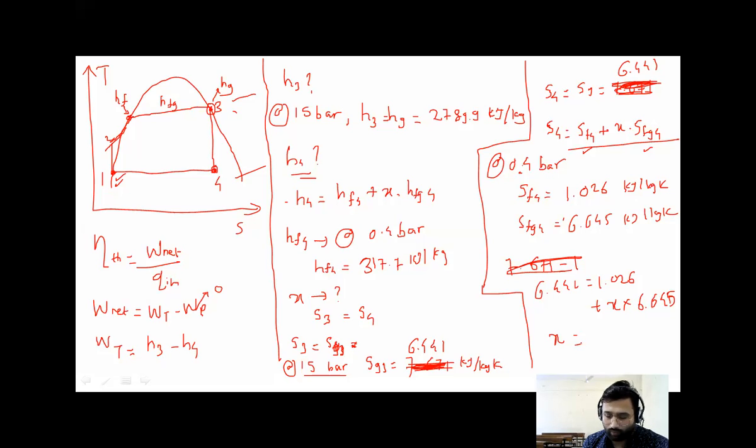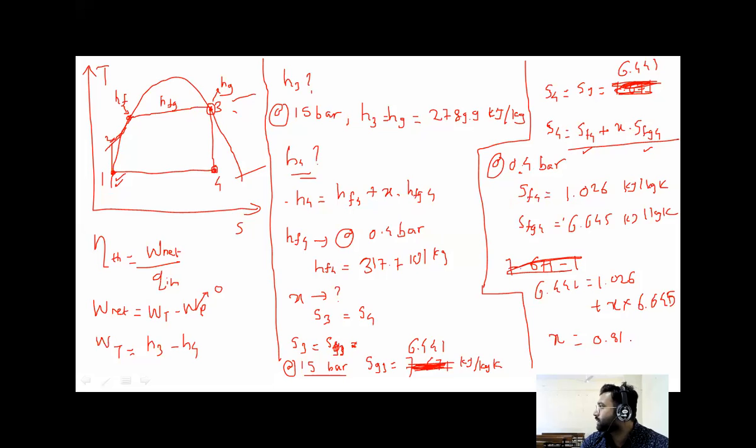Calculate the X value. Zero point 0.81. Okay, so Sudhir, our friend, is saying 0.81. So others also confirm. 0.81. So what is the meaning of 0.81?